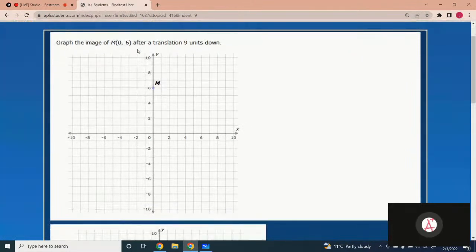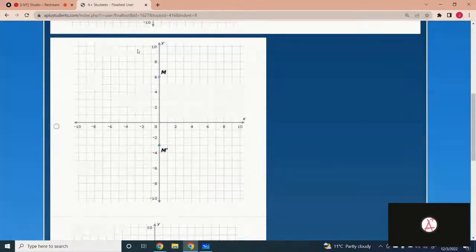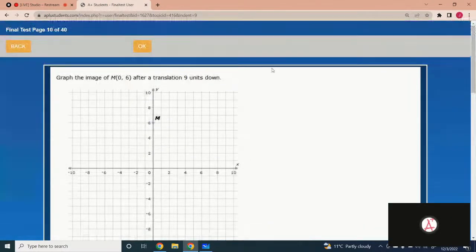Okay, graph the image of M after translation 9 units down. 9 units down means you have to subtract 9 from the y-coordinate. Got it? So it would be 1, 2, 3, 4, 5, 6, 7, 8, 9. Yes, that would be the correct option because the point moves 9 units down. So just select the correct option, then click on the OK button.